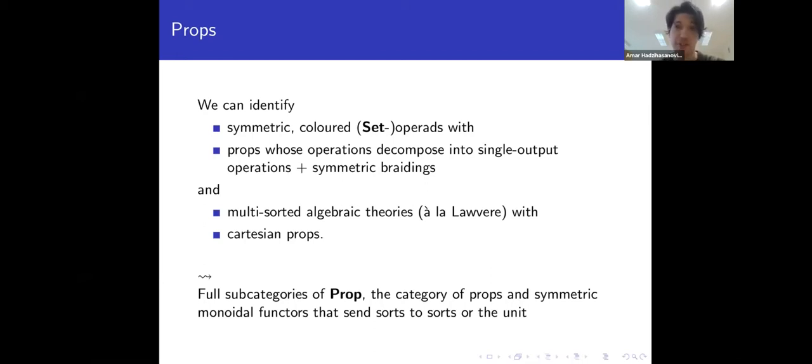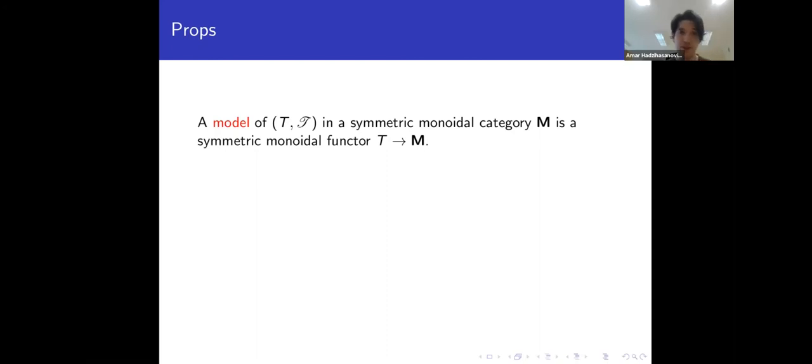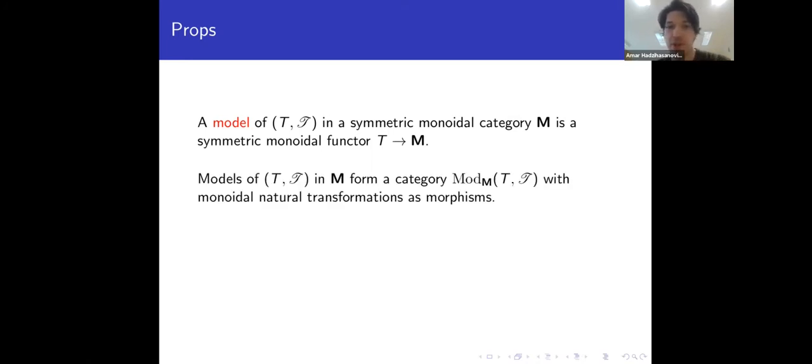In this sense, props are more general in that they allow us to also talk about operations that are kind of atomically multi-output. So given a prop, we can consider its models in a symmetric monoidal category, and a model of a prop is just a symmetric monoidal functor from T to M. And we can form a category of models of T in M whose morphisms are monoidal natural transformations.